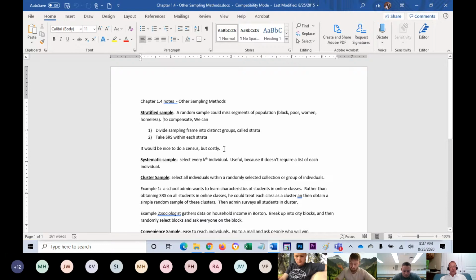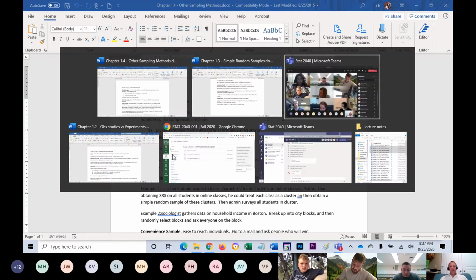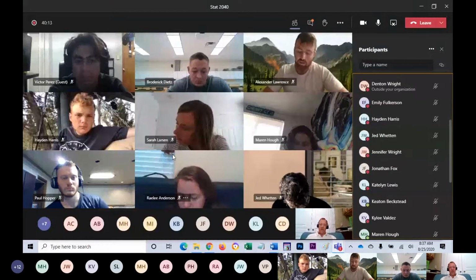Once again, it would be nice to do a census, but those can be costly. Now, another way to do it, because I mentioned earlier that randomization can be hard. Let me just mention this really quickly. I'm going to go back to randomization.